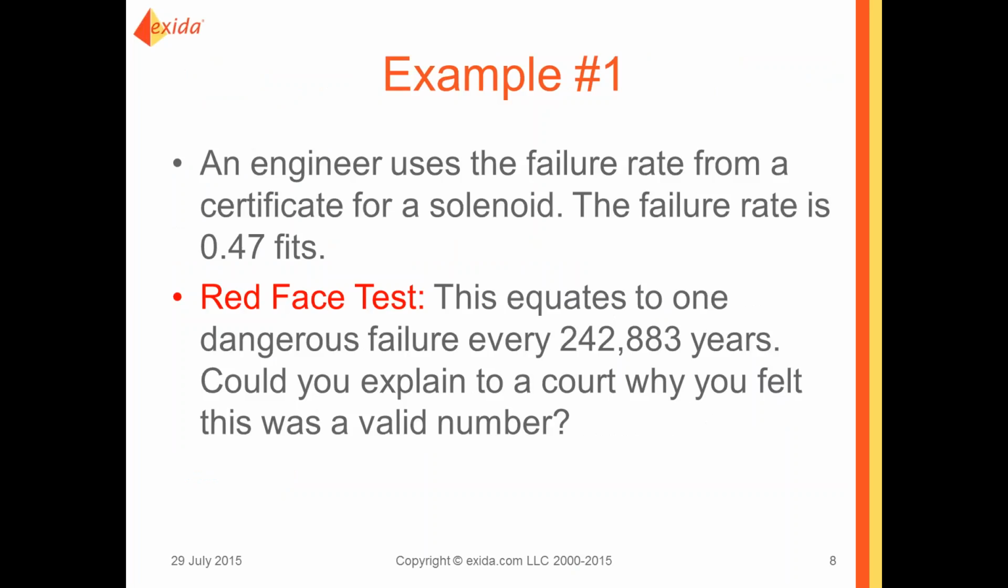So, example: an engineer uses a failure rate from a certificate for a solenoid. The failure rate is listed as 0.47 FITs, dangerous. So the red face test is this: this failure rate equates to one dangerous failure every 242,000 years. That means if you had a population of 242,000 solenoids, you would only expect one dangerous failure per year out of that entire population. So the question is, could you explain to a court of law why you felt this was a valid number?